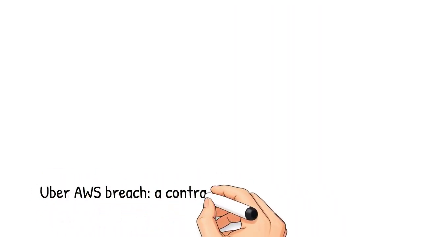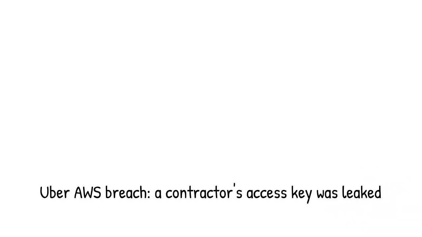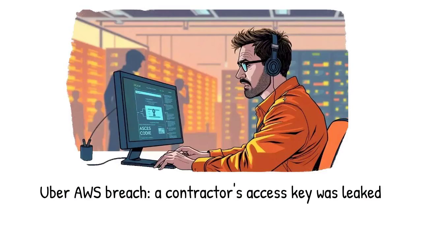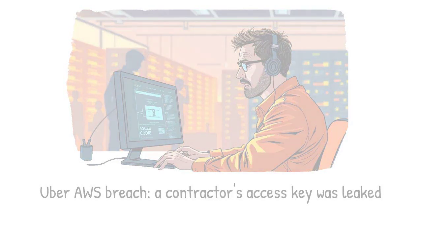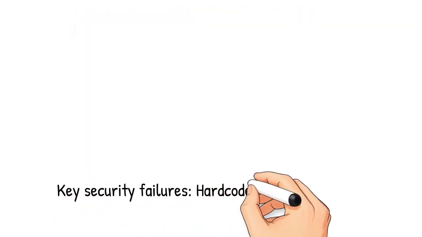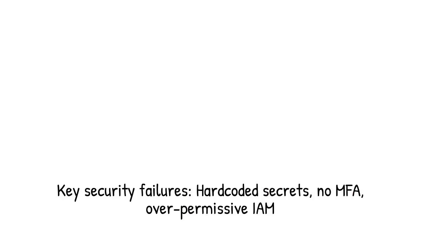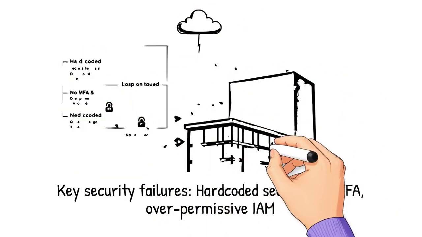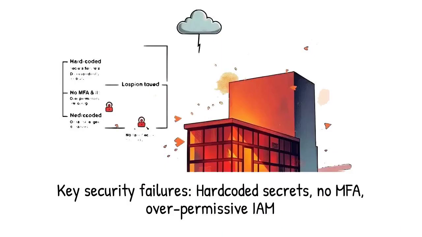Section 22, Case Study, Uber AWS Breach. A contractor's access key was leaked. Attackers used it to access Uber's cloud environment. What went wrong? Hard-coded secrets, no key rotation, over-permissive IAM, no MFA, no monitoring. Lesson: one leaked key can compromise an entire company.